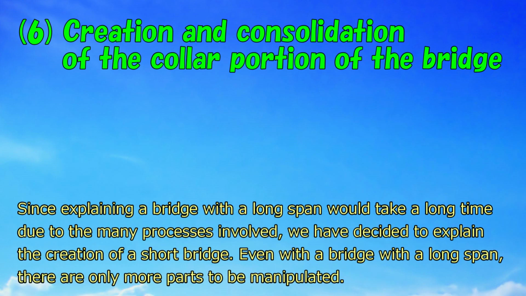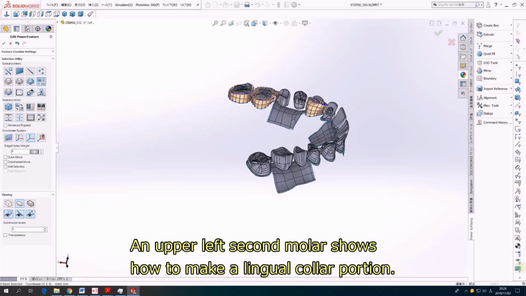Since explaining a bridge with a long span would take a long time due to the many processes involved, we have decided to explain the creation of a short bridge. Even with a bridge with a long span, there are only more parts to be manipulated. An upper left second molar shows how to make a lingual collar portion.